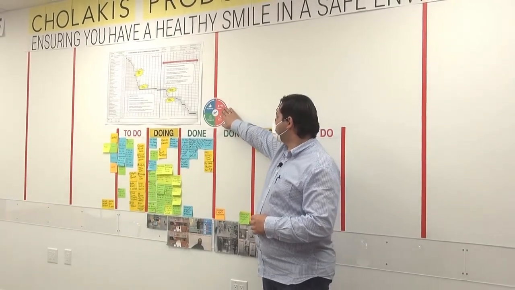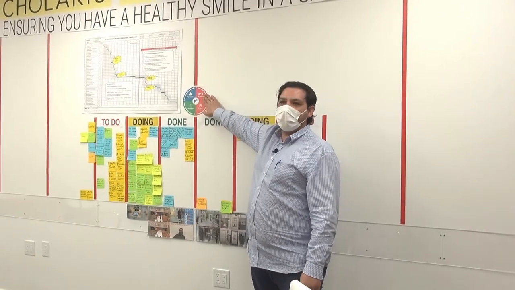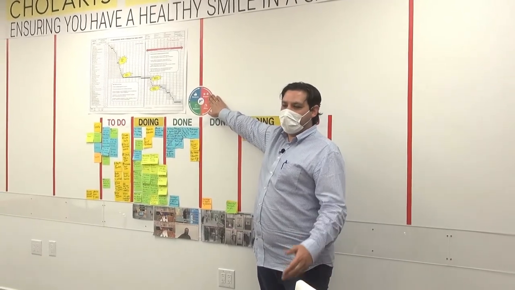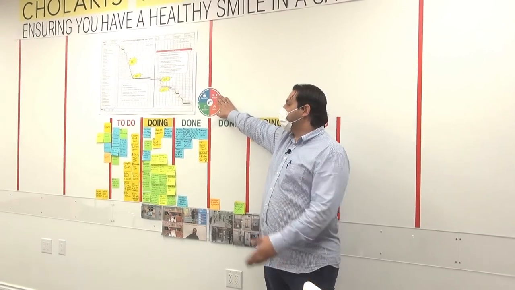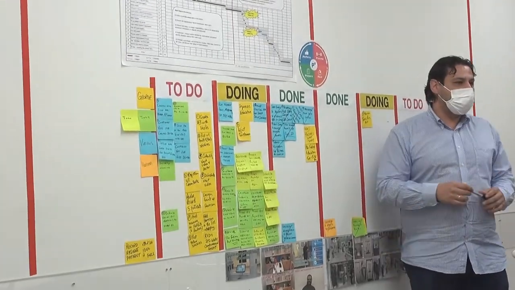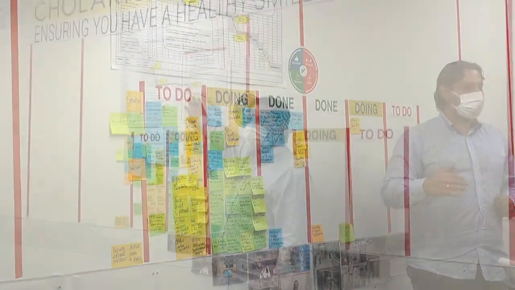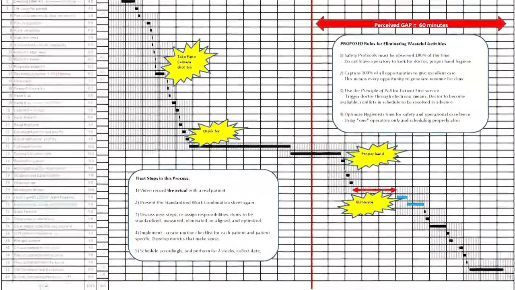The first one is process. During the process stage, we're identifying all the activities that take place in any of our projects, every step of the way. For example, in the Cholakis production system, we've identified hygiene as being the cornerstone of our business. And hence, we've described and timed every step that takes place during the delivery of our hygiene service.